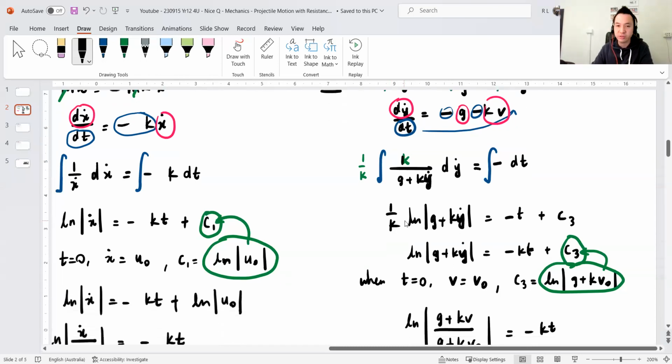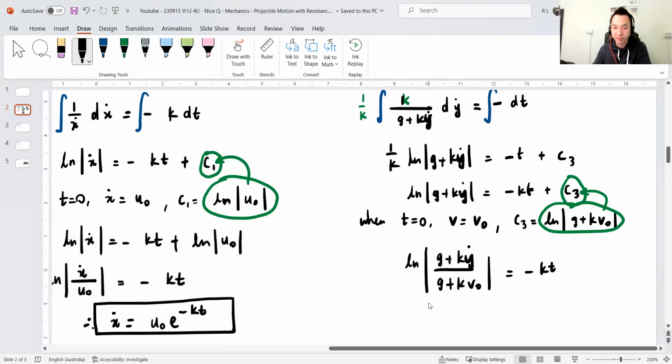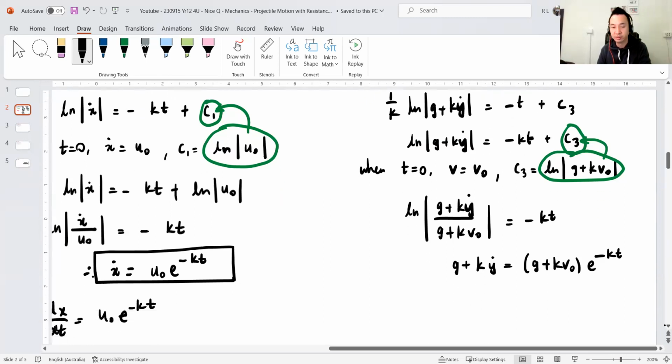Technically speaking you could use v or y or something, but since we're using y dots, I need to make y dot the subject. It feels like I'm going to exponentiate both sides and then times it up, with a bit of algebra manipulation. So if I e both sides, g plus k y dot equals g plus kv0 e to the minus kt. And then I'm going to minus g, and then divide by k.